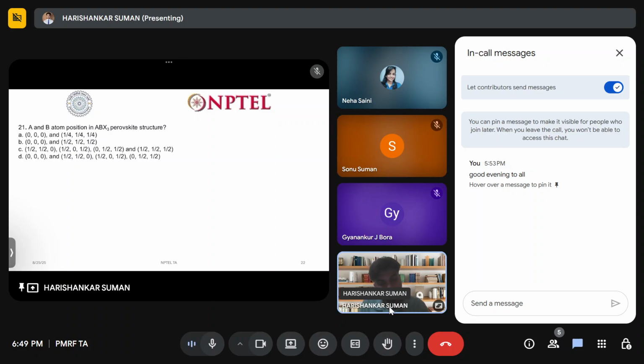Next question. And the atom position in the perovskite structure, the equation. This is perovskite ABX3. Position of the A atom. Yes, please. So let's see, the answer will be D.